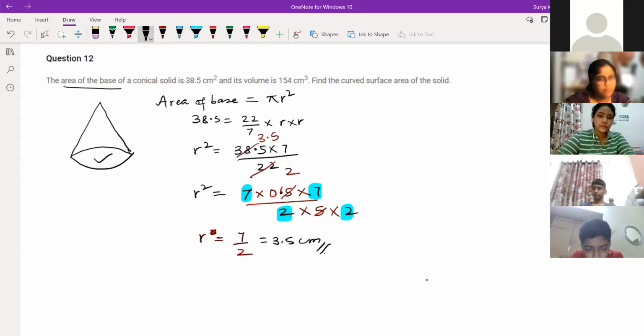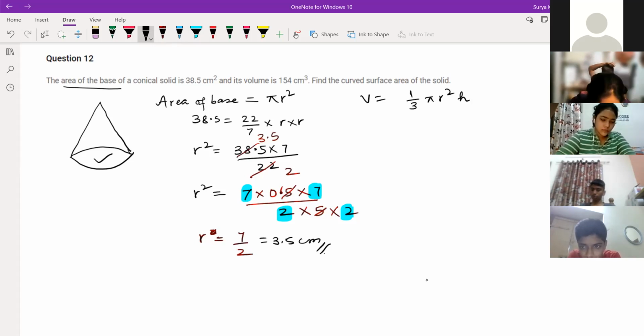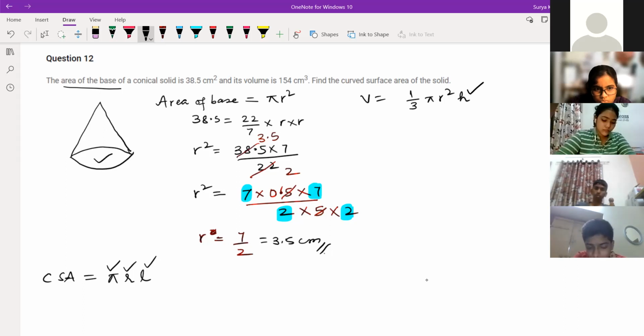Anyone having doubt in this radius part? No, okay. Now volume is given, 154 centimeter cube. So volume is equal to 1 by 3 pi r square h. And we have to find the curved surface area of the solid. The CSA of the solid is nothing but pi r l. So pi we know, r also we know, so l we have to find now. How to find l? If you know h, h will come from the second equation.